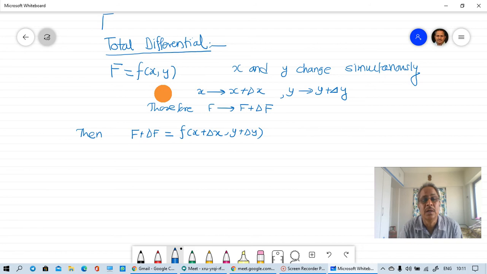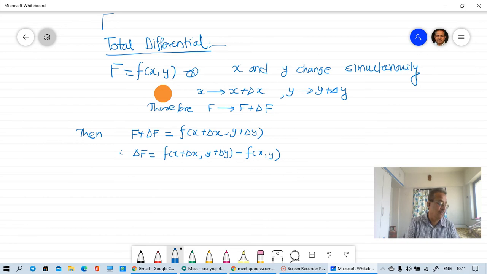So both x and y change simultaneously, and therefore there is a change in f, and this is going to be f plus delta f. Further we can rearrange this as delta f equals f of x plus delta x and y plus delta y, minus f. Now this f, from our first derivation, I can write simply as f of x, y, because capital F is a function of x and y.